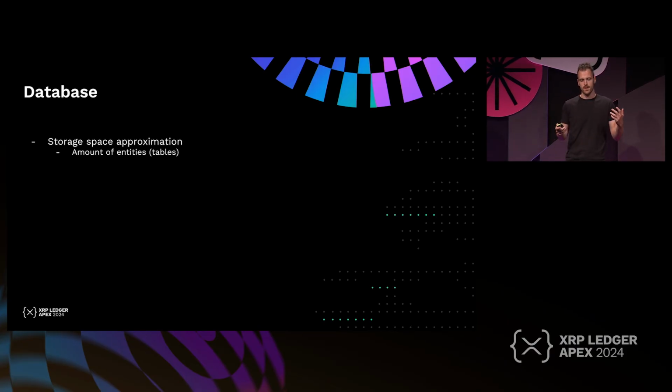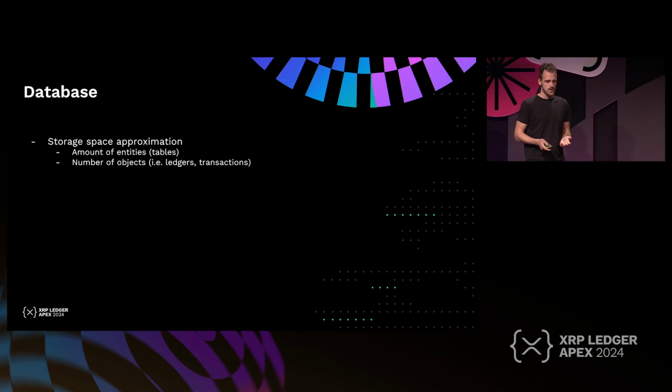We can do this by thinking about the number of entities, tables, so in our case, transactions, ledgers, balance changes. We have to think about how many of these objects there will be, and also the size of these objects. All that gives us a rough estimate of the size that we are looking at.